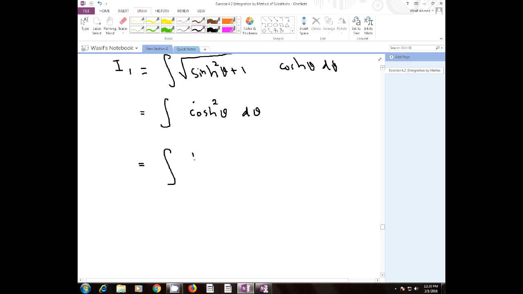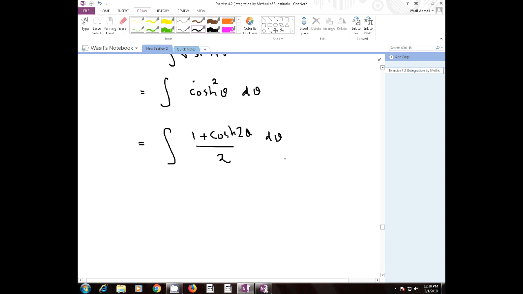Here we will use the double angle identity, 1 plus cos hyperbolic 2 theta divided by 2 d theta. And you must be able to derive these quantities. Cos hyperbolic theta, when you are taking its square, you should be familiar with the value of cos hyperbolic theta, that is e raised to the power x plus e raised to the power minus x divided by 2.